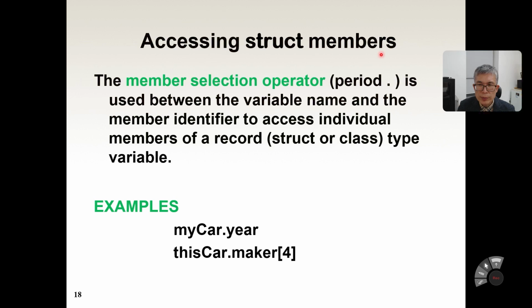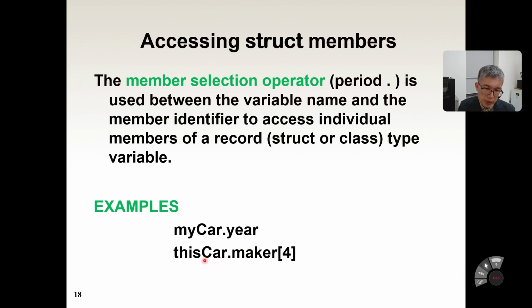In the case of accessing structure members, we use the period operator. It is called the member selection operator. For example, my car is my variable. In that case, the member year of my car is accessed using this dot. The member selection operator is used between the variable name and the member identifier to access individual members of a record, the structure or class type variable.